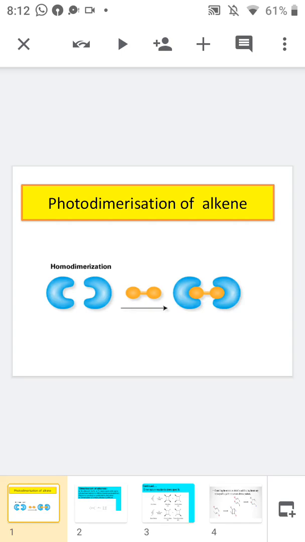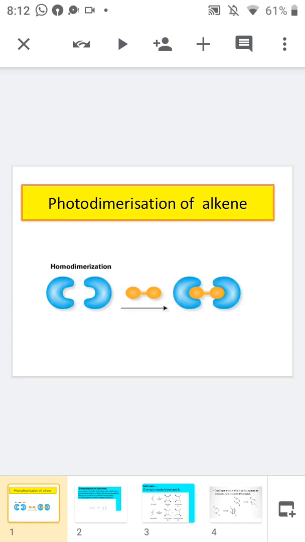Good morning, everybody. Today we will discuss the next topic of photochemistry, that is the photodimerization of alkene. You know that alkene has a pi bond and it absorbs UV radiation. Photodimerization means the combination of two identical molecules in the presence of UV radiation.